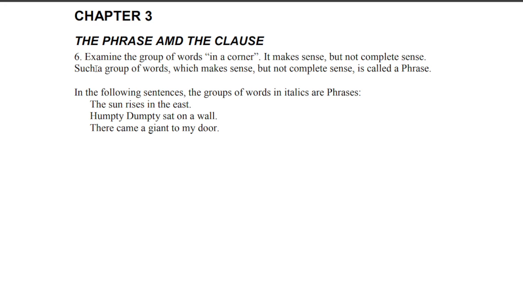We know that a group of words which makes a complete sense is called a sentence. But a group of words which makes sense but not complete sense is called a phrase. In order to understand this concept, we need to examine some example sentences.